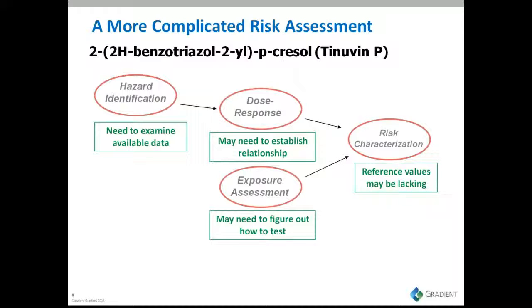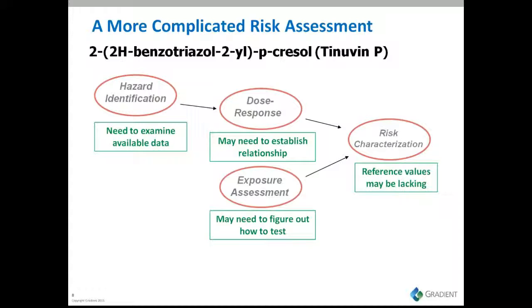However, you can certainly have more complex situations. A more complicated risk assessment might be something using a chemical, for example, like Tinuvin P, which is a UV stabilizer commonly found in a number of plastic products. And in this case, the situation is less clear. This is not a chemical that's as commonly used as lead. It's certainly not been as well studied.